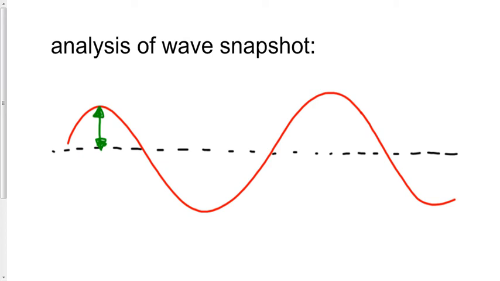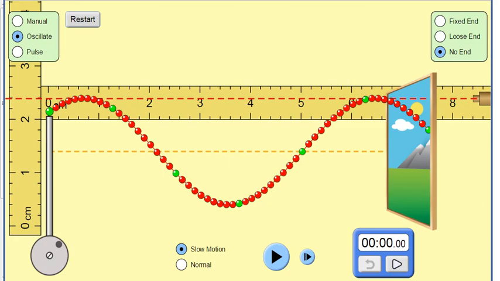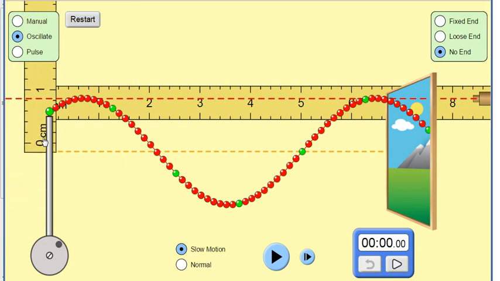So the height of the wave measured from the middle is called the amplitude. You can find that from having a snapshot of the wave and then just measuring it with a ruler. Now this one's a scale drawing, but they've provided us with a ruler for measuring the amplitude.